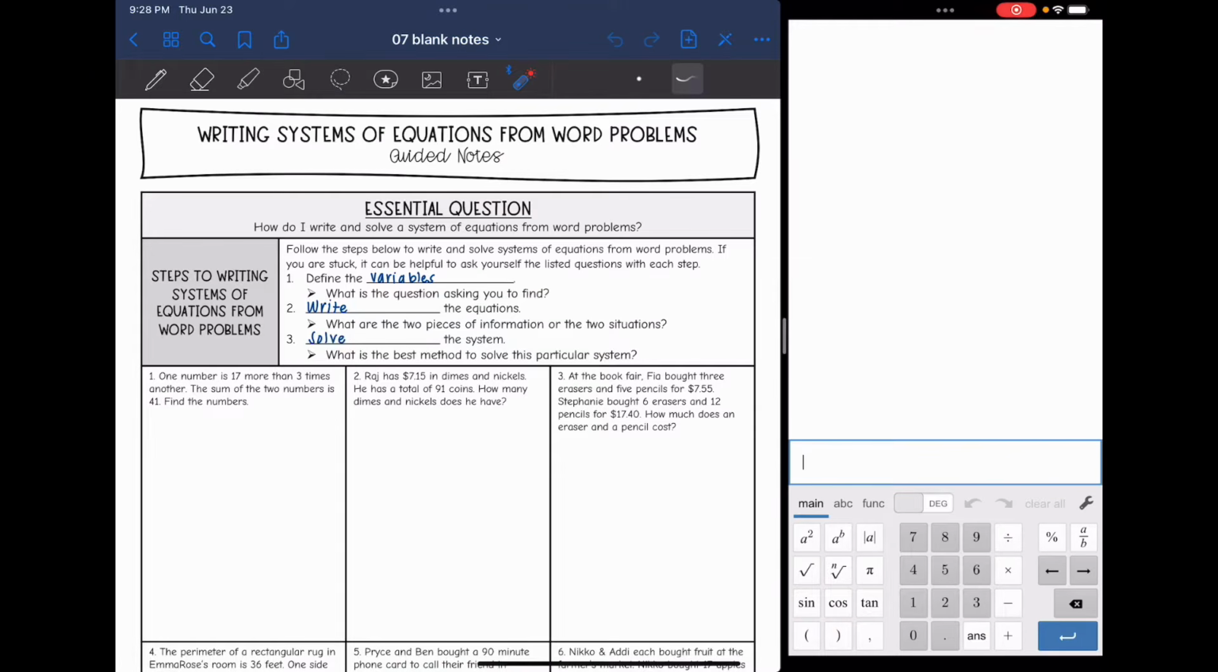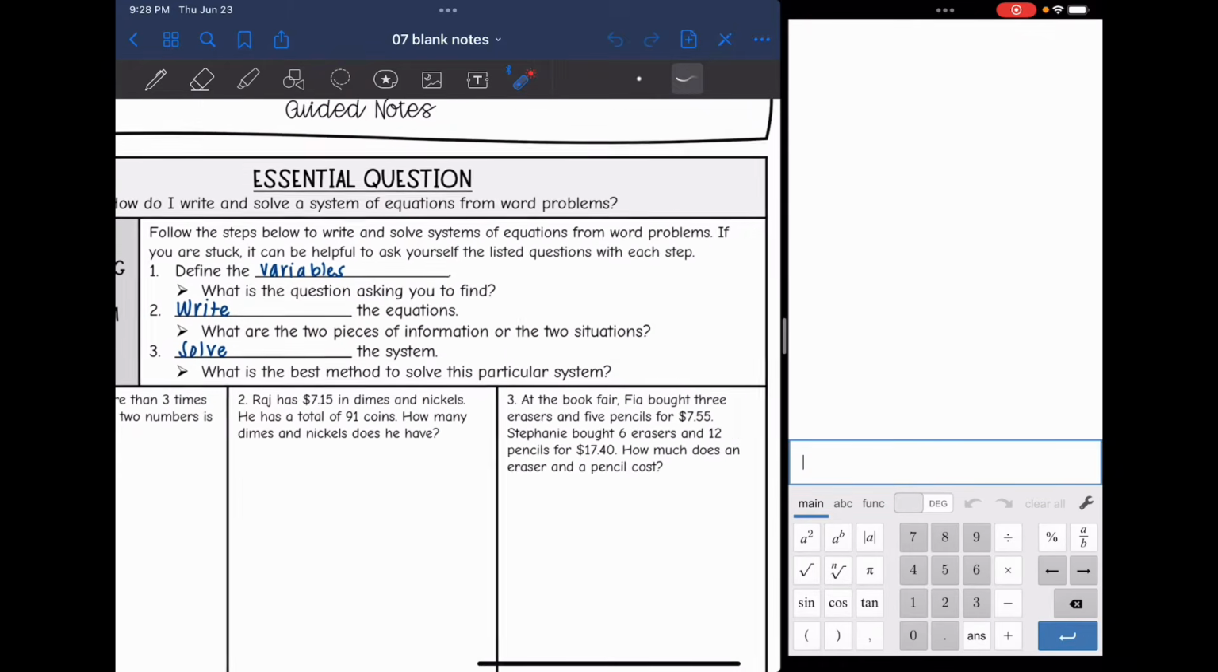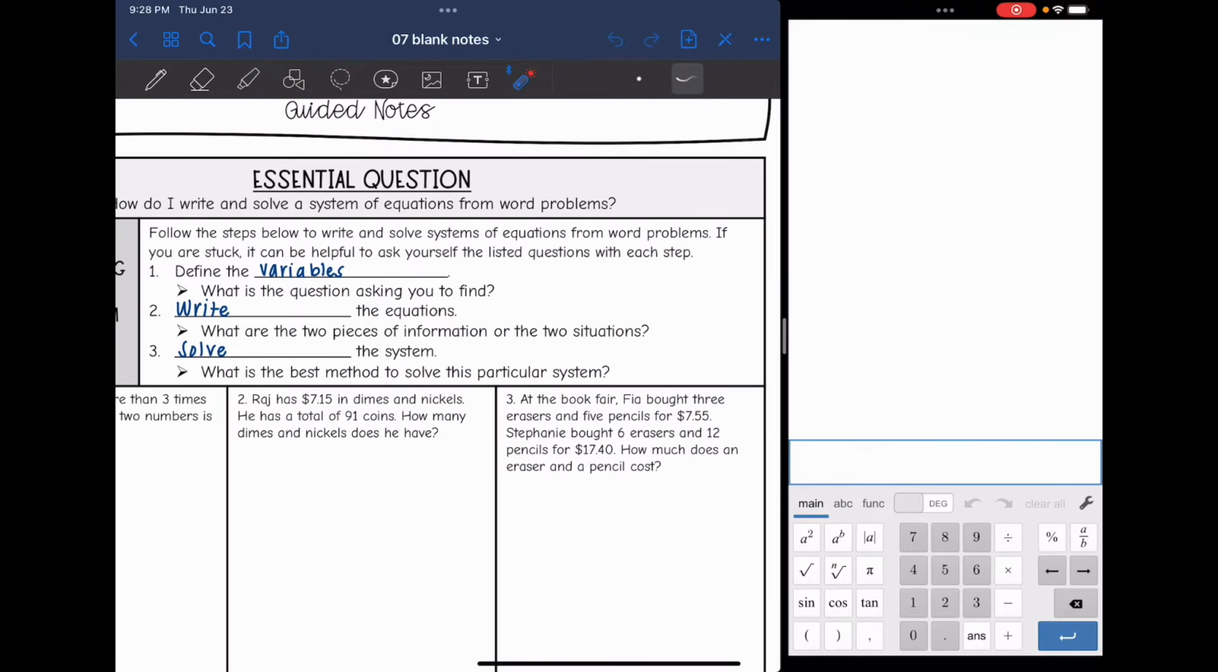Hey guys, today we are going to look at writing systems of equations from word problems. We're going to answer the question, how do I write and solve a system of equations from word problems? So we're going to follow these steps below to write and solve systems of equations from word problems. If we are stuck, it can be helpful to ask yourself the listed questions in each step.